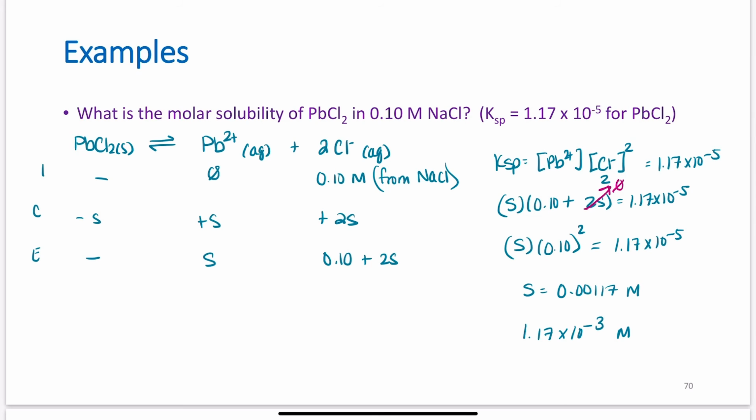So that's in the presence of sodium chloride. We did this a few minutes ago. We had PbCl2 by itself, and we found it to be 0.0143 molar, or 1.43 times 10 to the minus 2 molar. So we can definitely see again the effect of that common ion repressing the overall solubility of the solution.